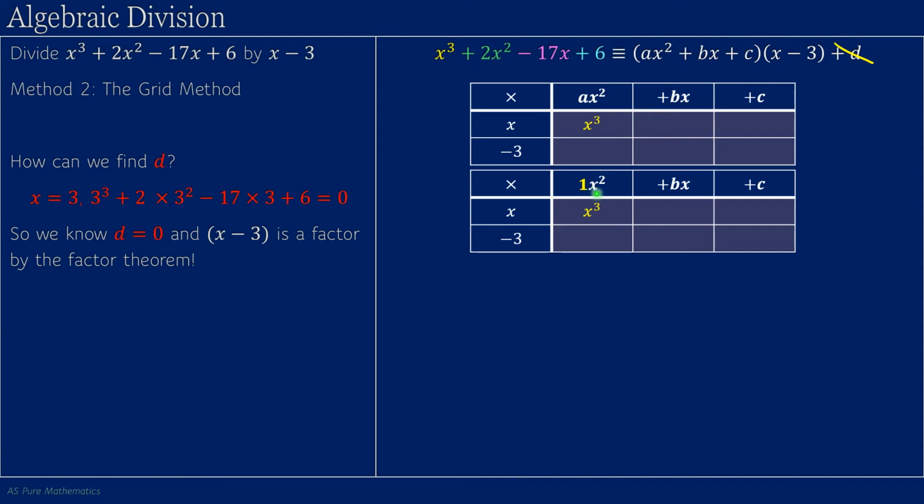Because I now know what this is, I know that it's 1x squared, I can fill this box in here. And I do that by multiplying those two things together. So when I get that, I get minus 3x squared.